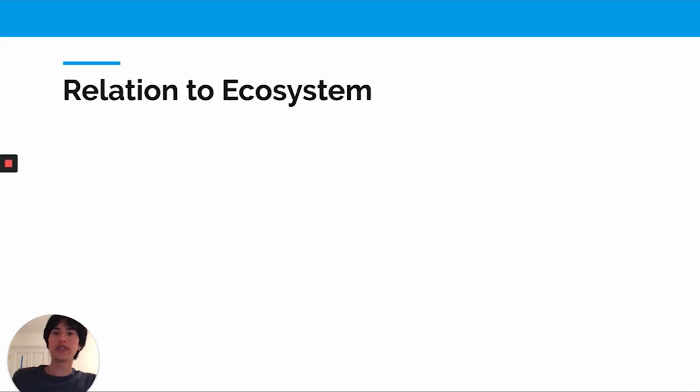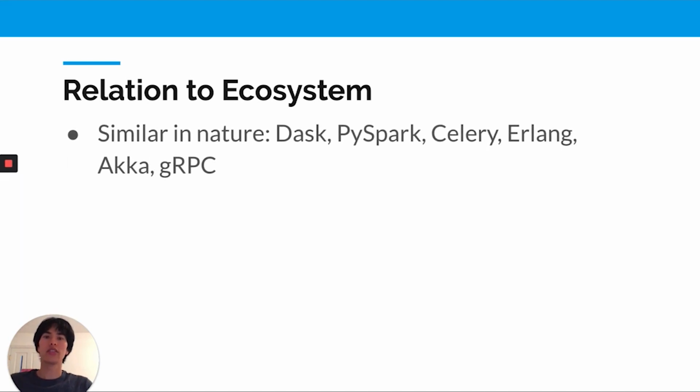To give you a sense of where Ray sits in relation to the rest of the ecosystem, Ray is similar in nature to tools like Dask and PySpark. If you're familiar with gRPC or Erlang or Akka, these are important comparison points as well. Of course, PySpark and Dask are much higher level, and gRPC, Akka, and Erlang are lower level, but these are tools that people use to build distributed applications.